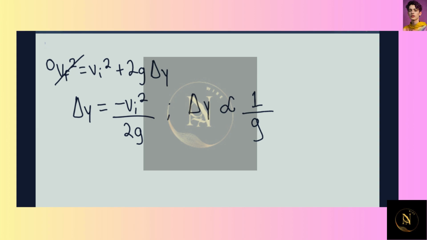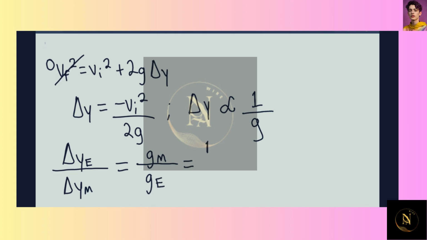We can then set up an equation and say that essentially delta y on Earth divided by delta y on the Moon will equal the gravity on the Moon divided by the gravity on Earth. This is going to equal 1/6 the gravity on Earth divided by the gravity on Earth. This will equal 1 over 6.